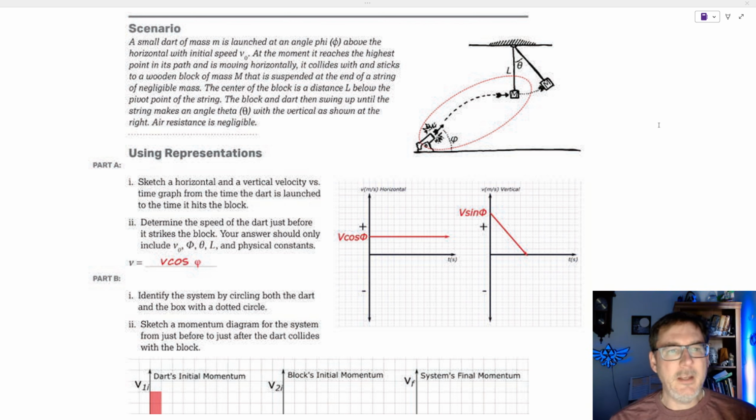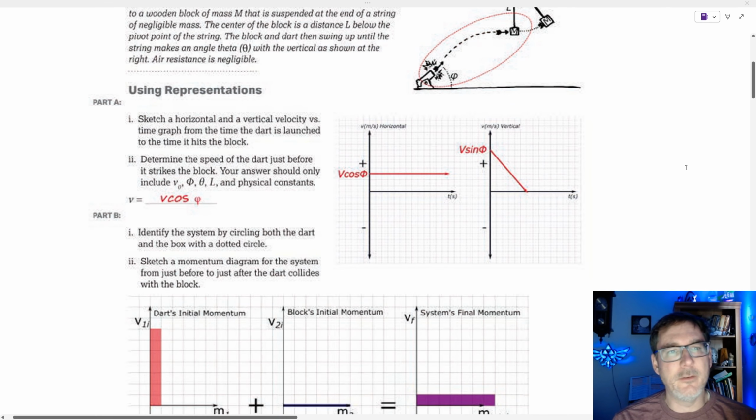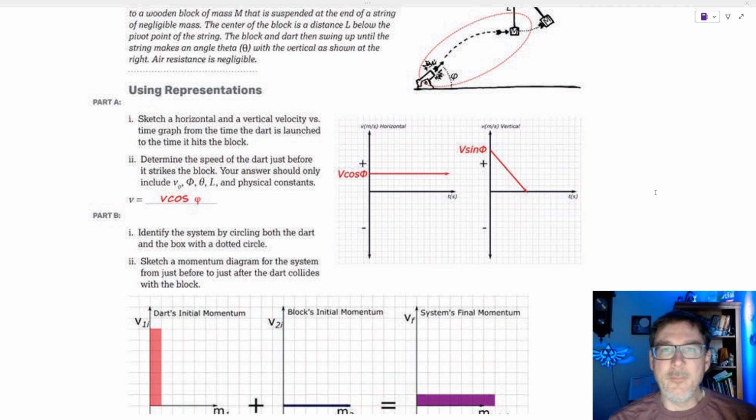So part A, number one, sketch a horizontal and vertical velocity versus time graph from the time the dart is launched to the time it hits the block. So the horizontal velocity, if you remember from back in the day, when things are launched at an angle, the horizontal velocity doesn't change, especially if we are ignoring air resistance. So this is qualitative. There's no values associated with it, but we do know it's going to the right. And so we'll represent this as a positive constant value.